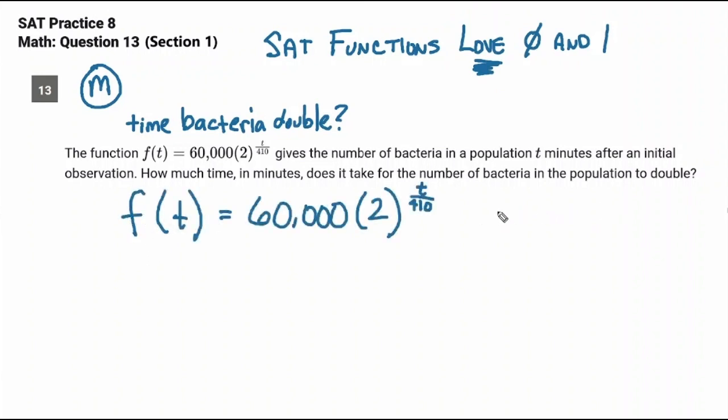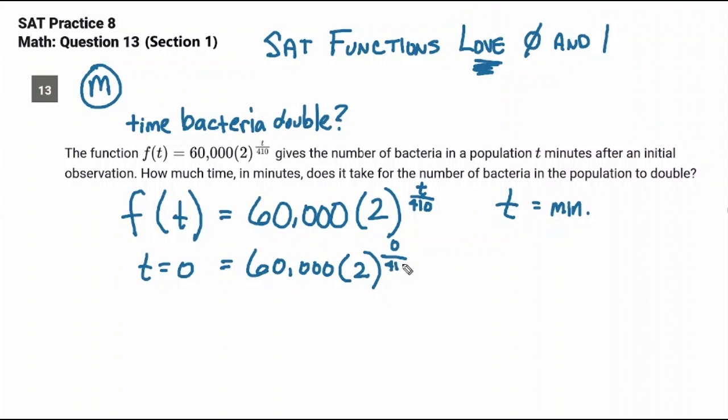What is t? ETS tells you that t is minutes. Let's just try plugging in 0 here. So it's 60,000 times 2 to the 0 over 410. If t equals 0, what is 0 over 410? It's 0. So it's 2 to the 0.